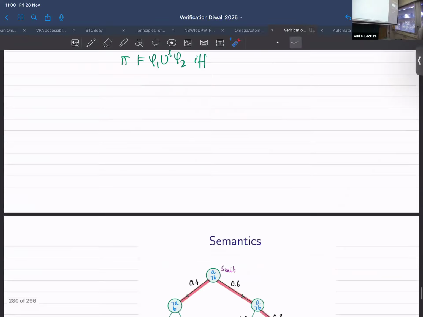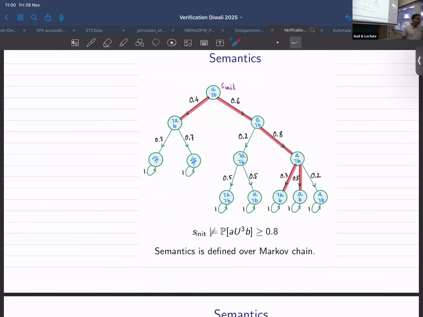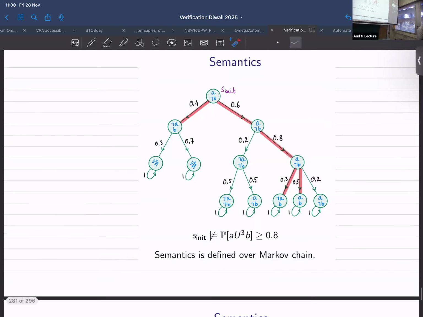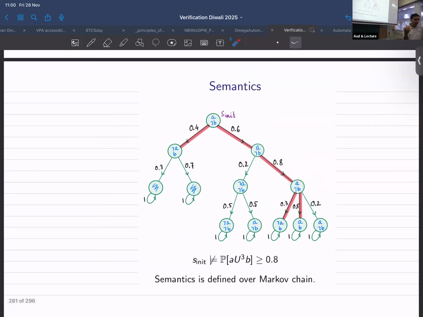It's fine, right? And so let's look at the semantics. The semantics is with respect to a Markov chain. For example, the CTL semantics was on a Kripke structure, on a standard transition system. Here, the PCTL semantics will be with respect to a Markov chain. So for example, suppose I say that probability of A until^3 B is greater than or equal to 0.5, and I'm checking this from the initial state.